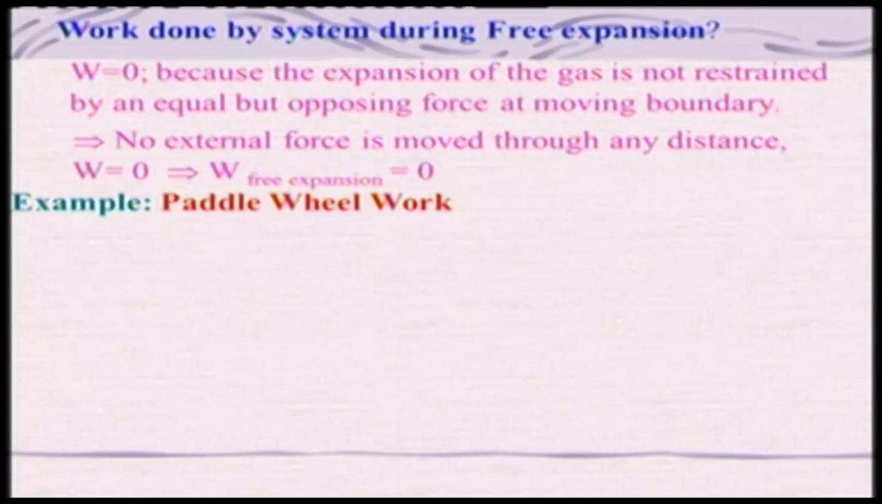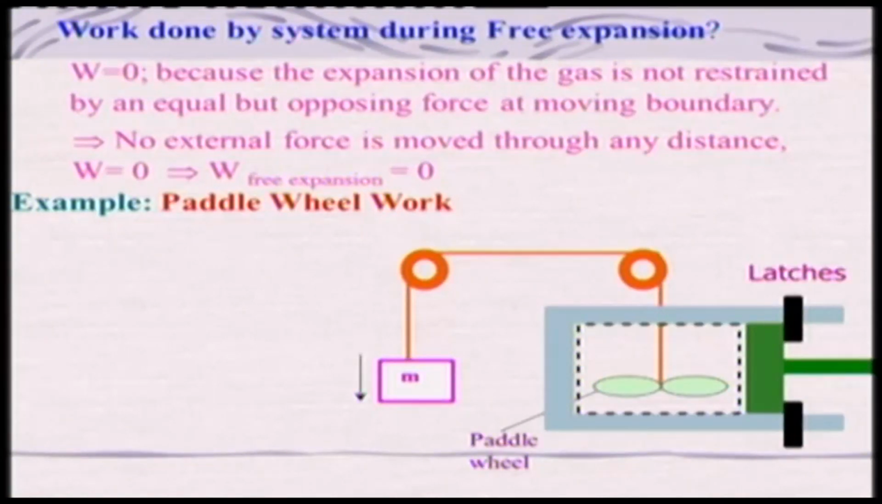So let us consider another example, that is the paddle wheel. We will consider again a piston cylinder arrangement, but this piston movement is being latched. Latch means it is fixed, that means it is not moving. So I will take this as my system. This is the dashed line I have put, and there is a paddle wheel which is rotating, it is like a fan you are putting, okay.